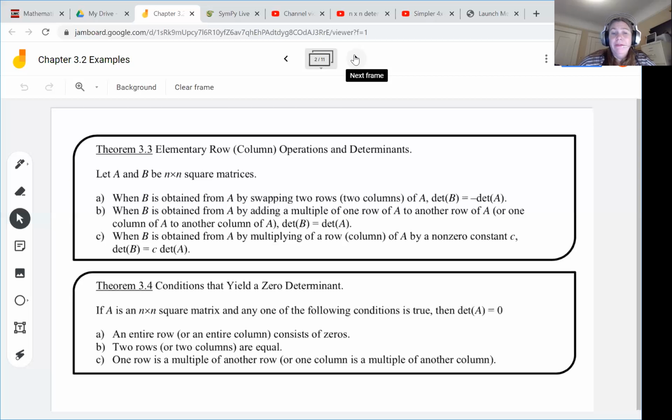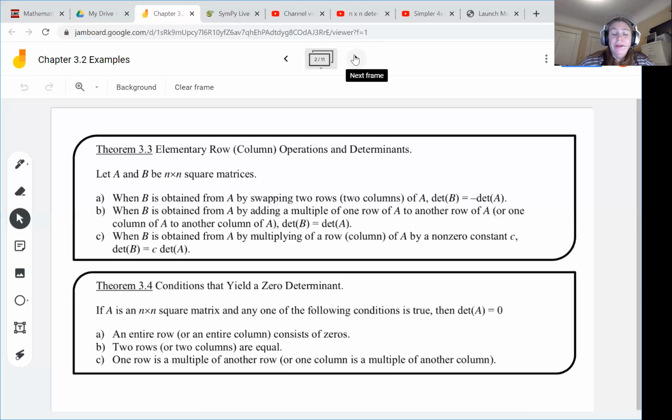Part C of theorem 3.3. When B is obtained from A by multiplying a row or column of A by a non-zero constant C, the determinant of B equals C times the determinant of A. What we're showing here is that non-zero constants can be multipliers out in front of the determinant. They can factor out.